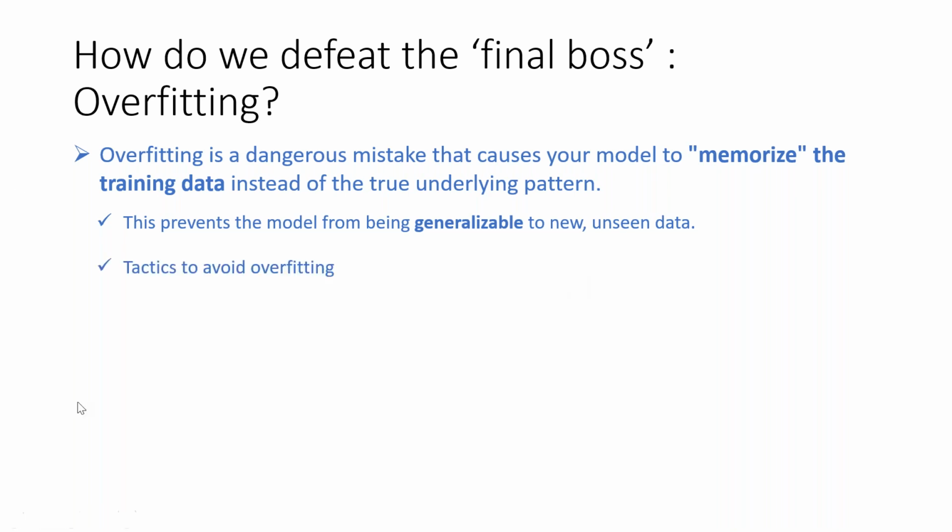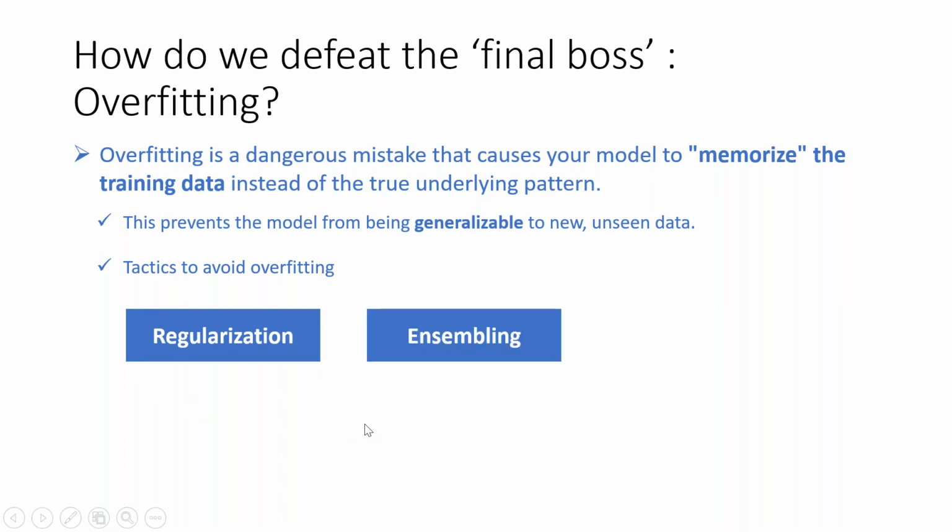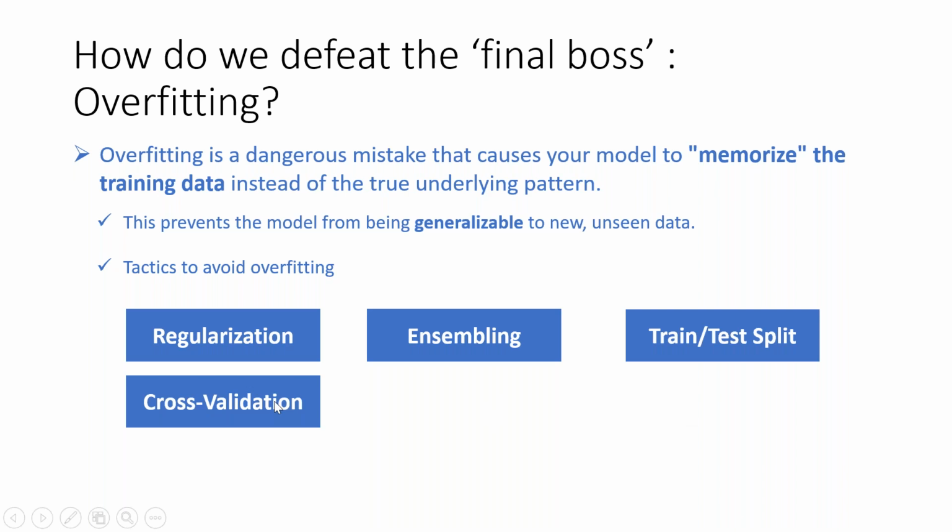So what are the various tactics to avoid overfitting? We use a technique called regularization, a technique called ensembling. Then train test split is another tactic. Then we have cross validation. All these things we will learn now. And anyway, we'll try to understand regularized regression. What is ensembling? The decision trees we have already seen.